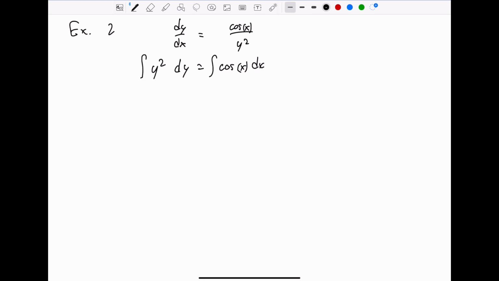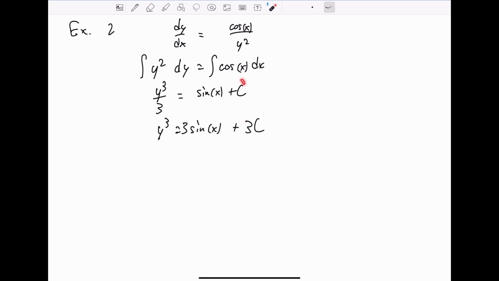So we have the integral of y squared, that is y cubed divided by 3. That equals the antiderivative of cosine, which is positive sine, and we add the plus c only on the x side of the equation. Now, we want to solve for y, so I'm going to multiply both sides by 3. So y cubed equals 3 sine of x, and I could write 3 times c if I wanted to, but c is just an arbitrary constant.